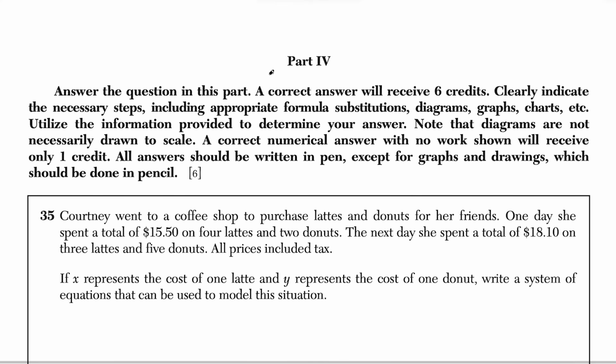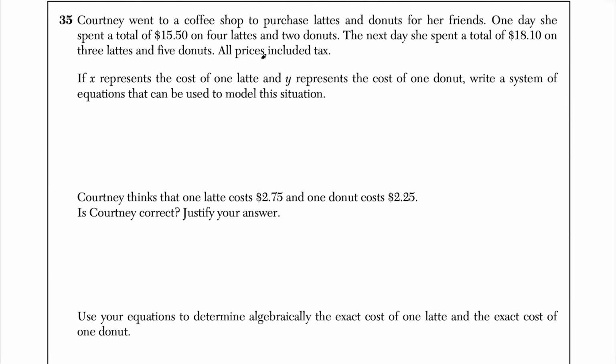So now we move on to part 4, the final question. This question here is worth 6 credits, so for this question, there's a lot to do. But first, Courtney went to a coffee shop to purchase lattes and donuts for her friends. One day, she spent a total of $15.50 on 4 lattes and 2 donuts. The next day, she spent a total of $18.10 on 3 lattes and 5 donuts. All prices include tax. If x represents the cost of 1 latte and y represents the cost of 1 donut, write a system of equations that can be used to model this situation.